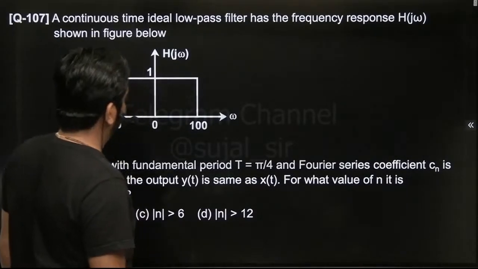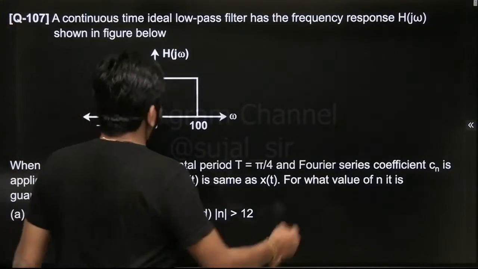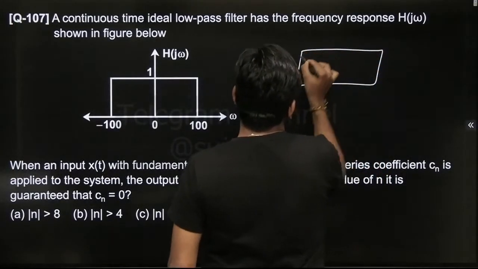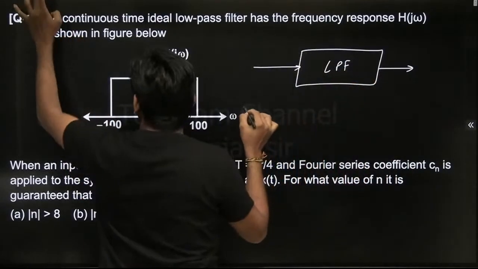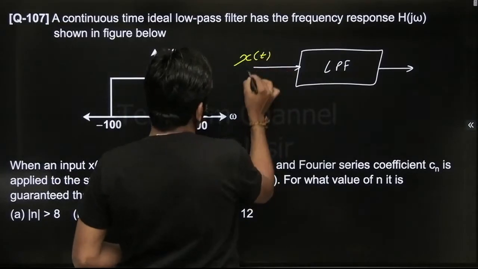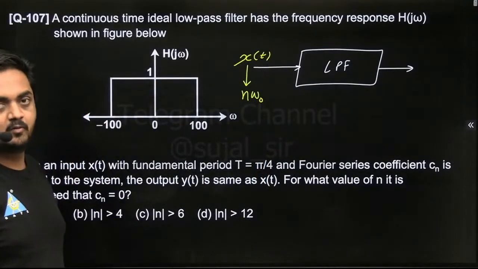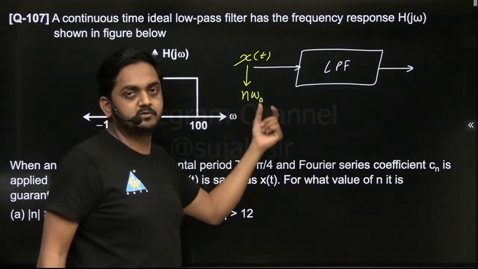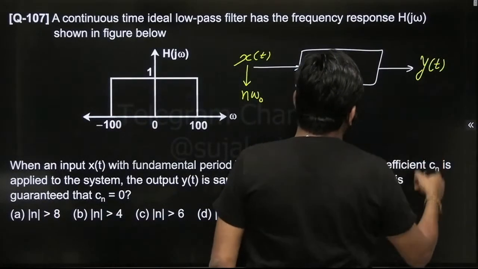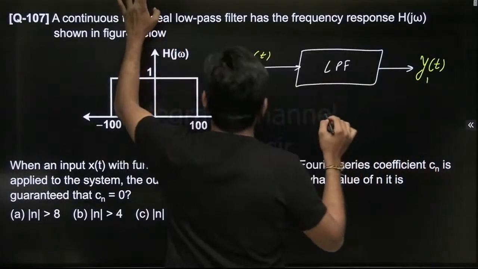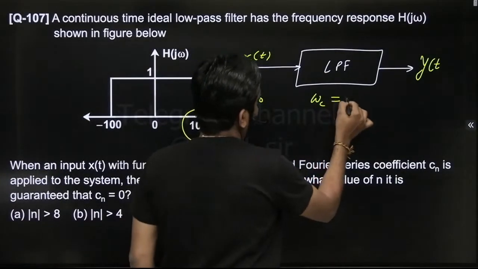Now see, here this is the low pass filter. This is the input x of t, and x of t has frequencies n omega 0, that is, different frequencies: omega 0, 2 omega 0, 3 omega 0, 4 omega 0, and so on. And here y of t is the output. The filter cutoff frequency is 100.